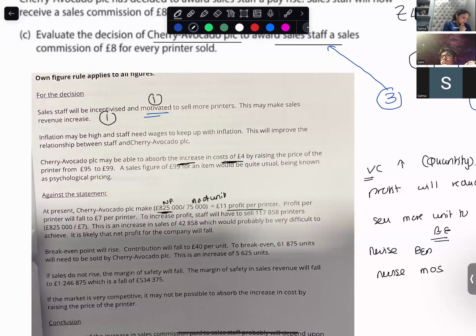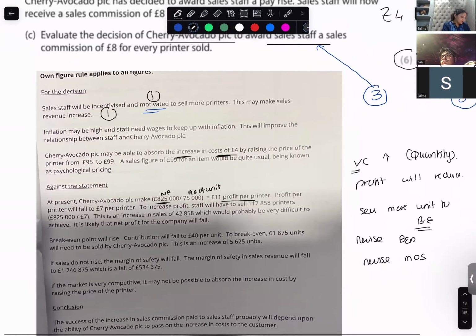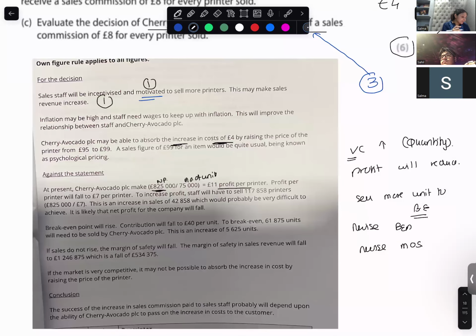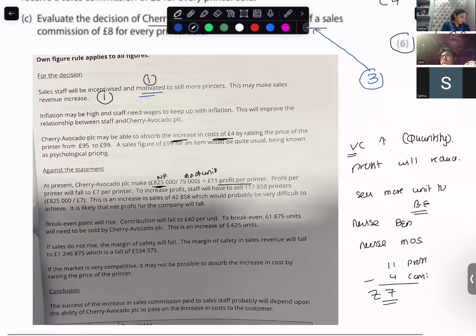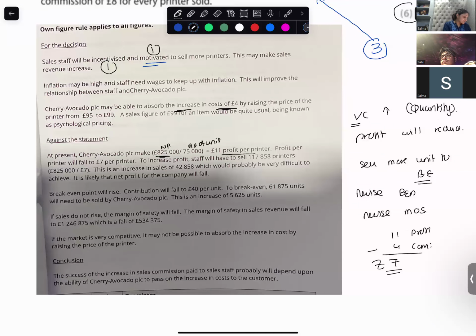That's $11 per printer. So the profit per printer will become $11. But now if that increase is the variable commission, instead of a profit of 11, they're going to give more commission, so your profit will fall. So this is the commission. The profit per printer will fall to $7. So to increase the profit, you need to sell more.